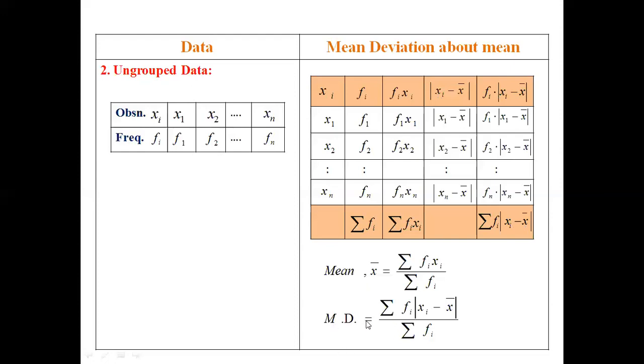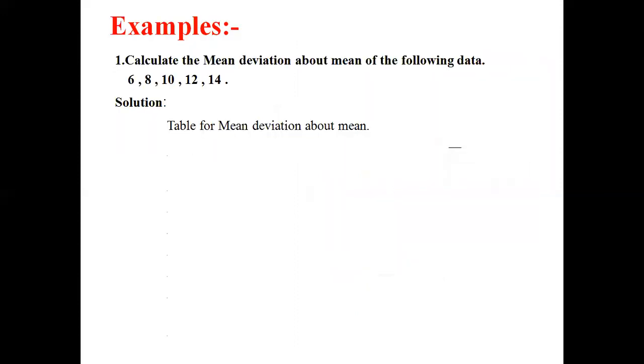So the mean deviation is equal to summation of fi into mod of xi minus x bar upon summation of fi. Here is the formula to find the mean deviation for ungrouped data. Now let us discuss some examples. The first example is: calculate the mean deviation about mean of the following data: 6, 8, 10, 12 and 14.